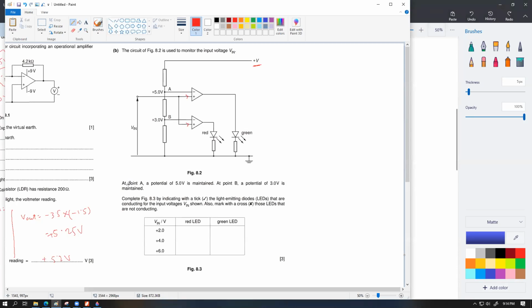So let's go through. Question was at point A, a potential of 5 volt is maintained. At point B, a potential of 3 volt is maintained. Complete figure 8.3 by indicating with the tick the light emitting diodes LEDs that are conducting for the input voltages being shown. Also mark with the cross those LEDs that are not conducting. So you can see in this case both of the LEDs are aimed downwards, which means these LEDs are gonna only glow if the output is positive.